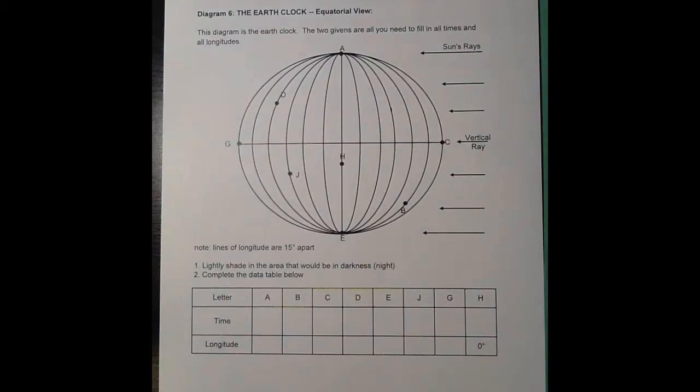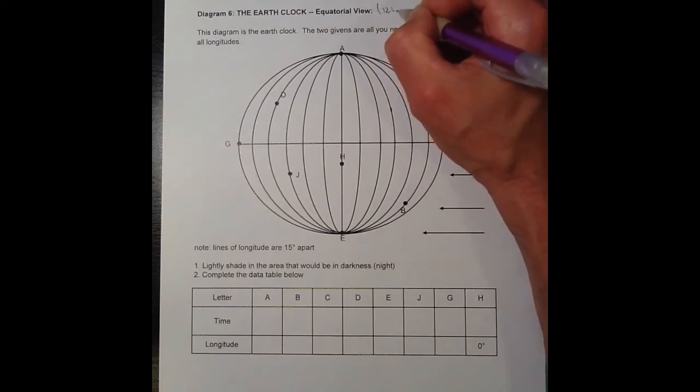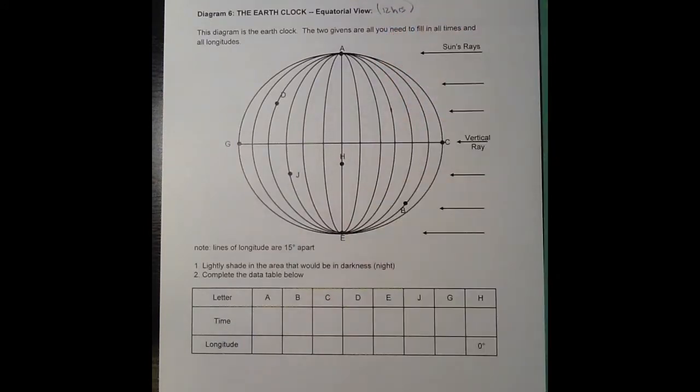All right, last diagram. Diagram number 6, Mr. Abbott again. You're looking at the Earth clock, but you're looking at the side view or the equatorial view. If you look at half of a sphere, you're only getting 180 degrees. So whenever you get an equatorial view like this, you're only going to be seeing 12 hours of time. You could have put on the other one 24 hours. Okay, polar view gives you 24 hours, equatorial view gives you 12 hours.